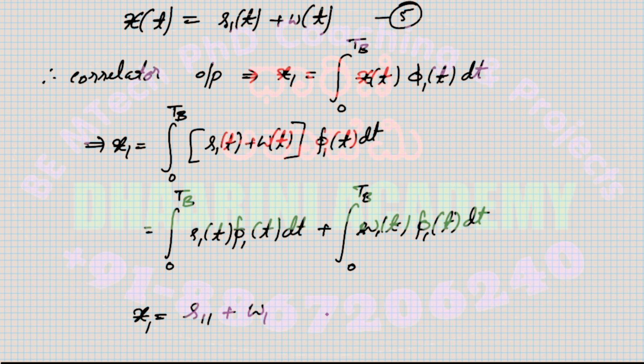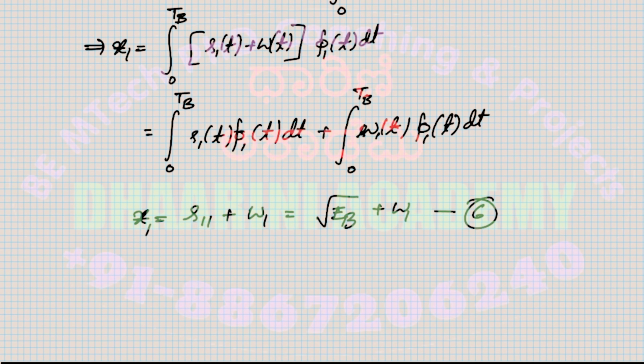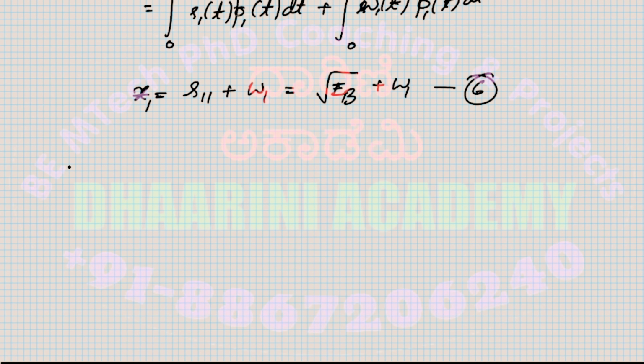So that is equal to, what is S11? S11 is root Eb. That's the symbol, the coordinate which we have marked for S11 on the constellation diagram. So this is root of Eb, plus we can write W1. So call this equation number 6. Once you have the x1, I can calculate the mean and variance. So this implies, in this case, that is when symbol 1 was sent, the mean.